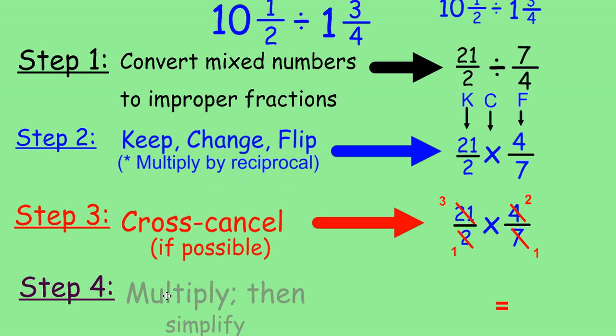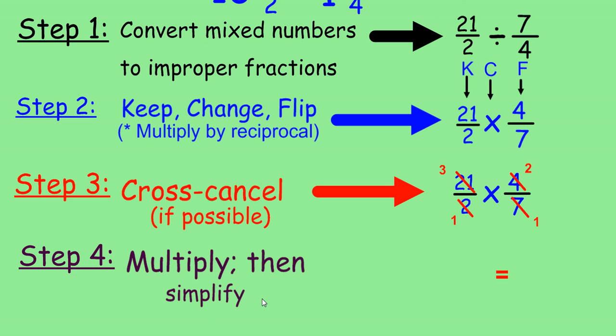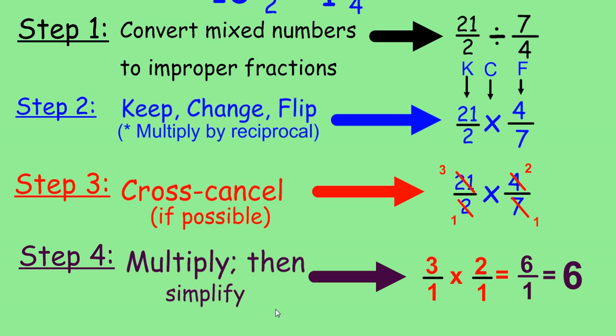Moving on to step number 4, multiply and then simplify. When I multiply 3 times 2 and 1 times 1, which is what I got up here after cross canceling, I get 6 over 1. And when I simplify, I get the answer 6.